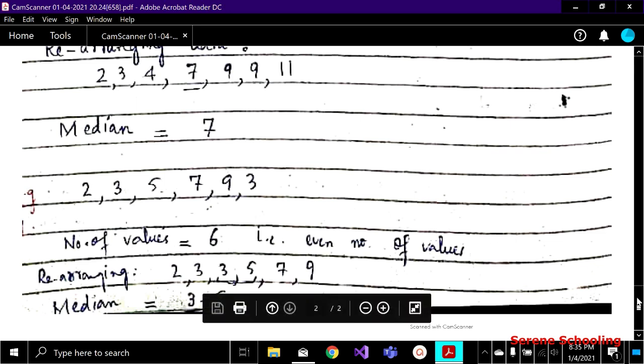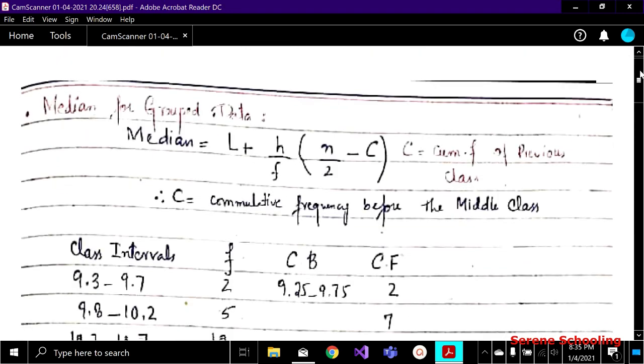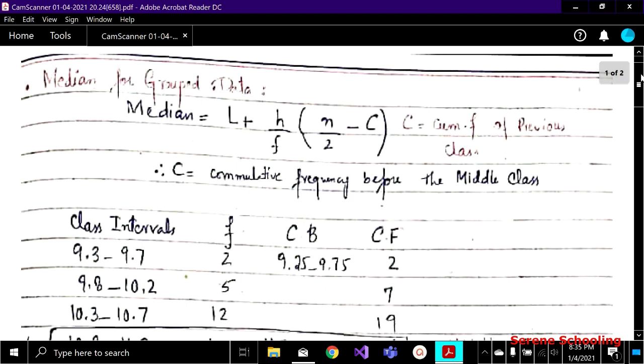Now we will see the group data. Here we have another formula which we have to use for sure: the median for the group data. Here this L is definitely our lower class boundary. This H is the class width.